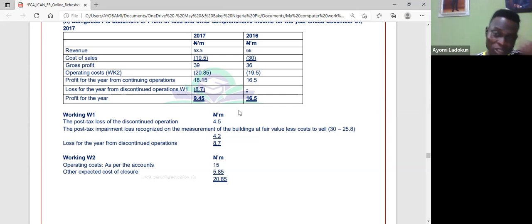Then for the measurement, the standard is saying you must show the total or sum of the post-tax profit or loss of the discontinued operation and the post-tax gain or loss recognized on the measurement of fair value less cost to sell, and this must be presented as a single amount on the face of the statement of profit or loss. So this is a single amount in the case of this question. So that's what we have done.